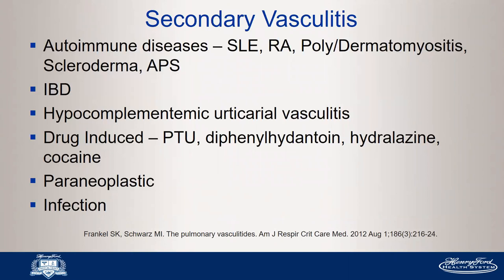And then you have secondary vasculitis, which could be secondary to autoimmune diseases like SLE, dermatomyositis, polymyositis, scleroderma, antiphospholipid syndrome, inflammatory bowel diseases. Drug-induced is something to keep in mind. You don't see this that often, but when you do, the drugs that are implicated in vasculitis are PTU, hydralazine, cocaine. I've never seen a patient on diphenylhydantoin, but PTU, hydralazine, something to keep in mind. And then obviously you can have paraneoplastic vasculitis and then infections.